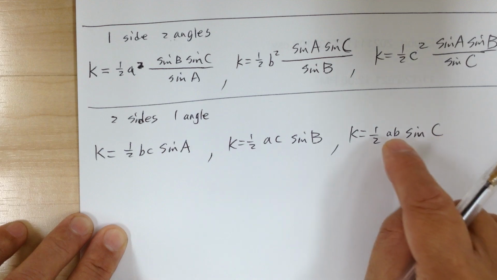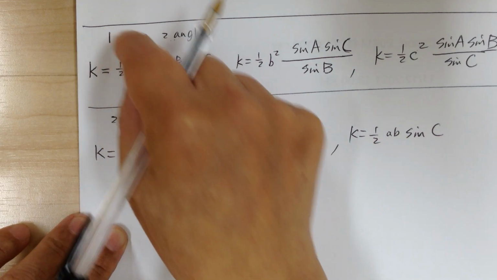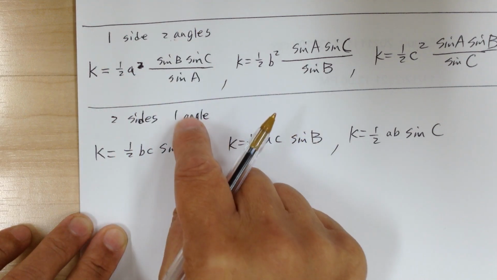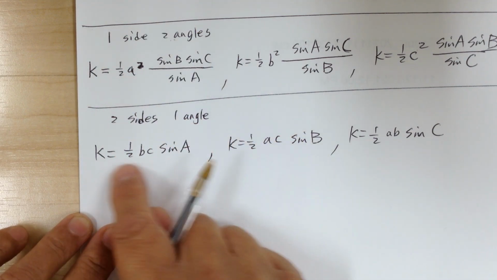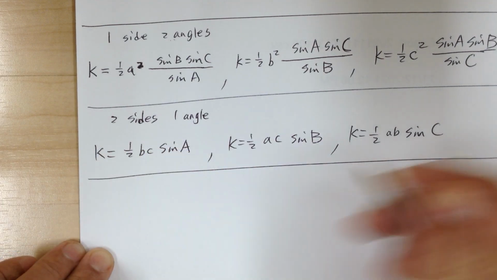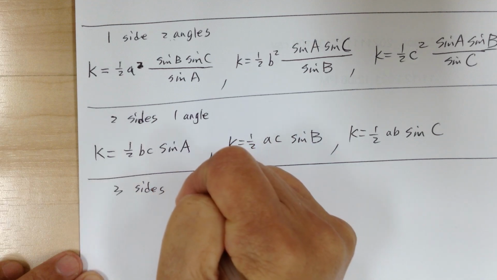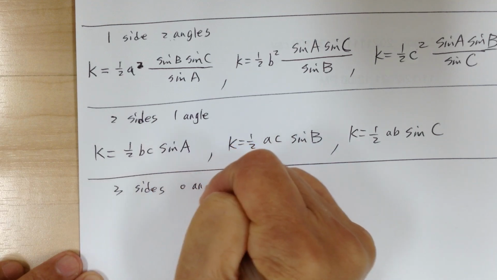If angle C is given, you're going to get AB. So the single one, this is determined by the side that's given. This one is determined by the angle that's given, okay? So you can memorize by pattern. Now, the next one is when you have three sides and no angle, zero angle.